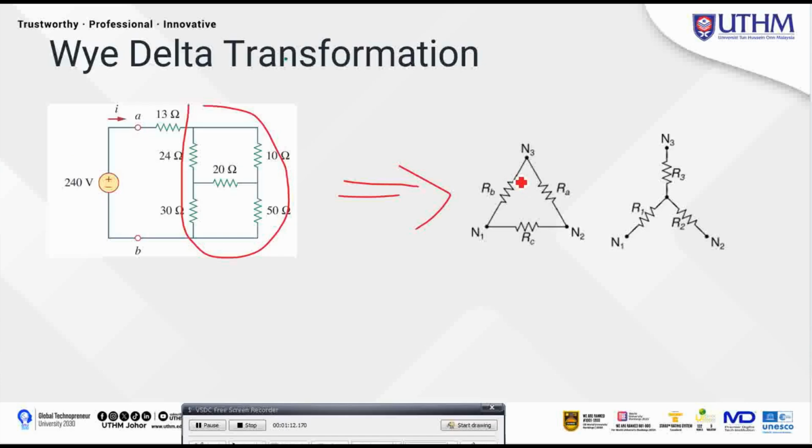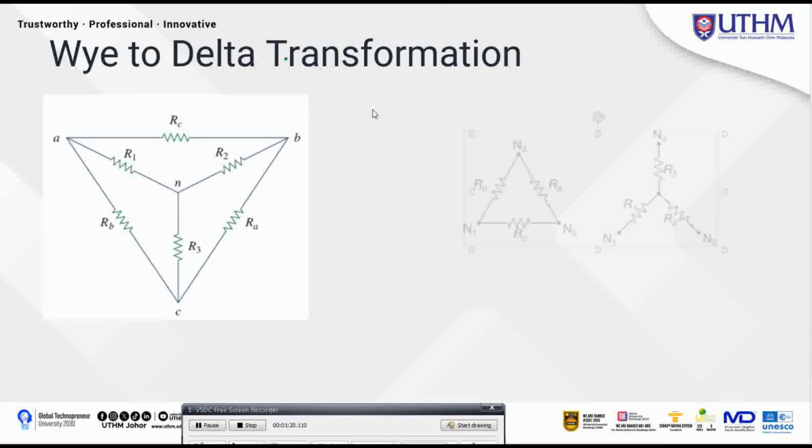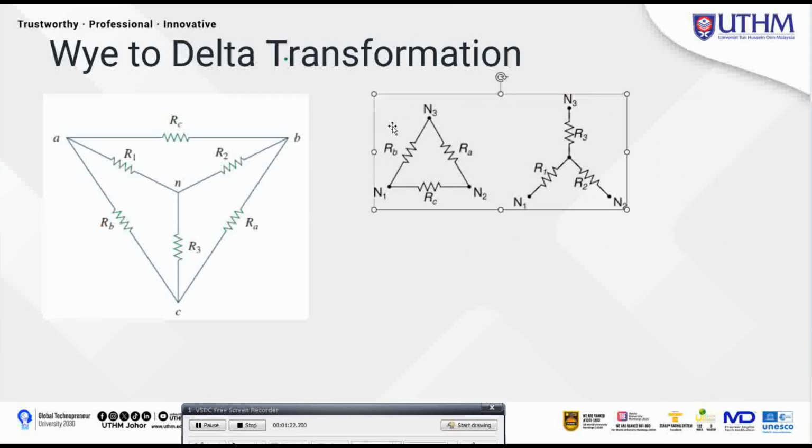Okay, let's say like this. Let's say we want to convert from Y circuit to delta circuit. That means from R1, R2, R3 into RA, RB, and RC. So, what is the equation? We can do like this, from Y to delta.